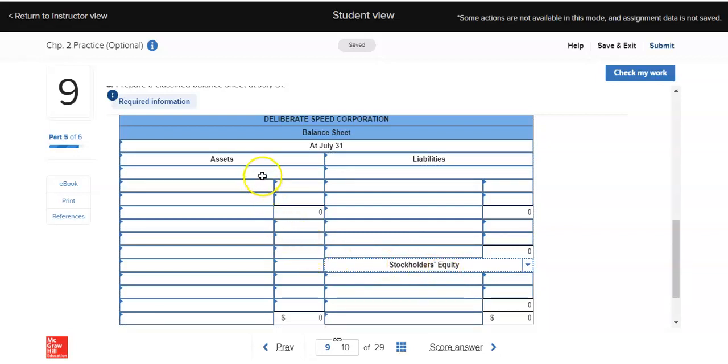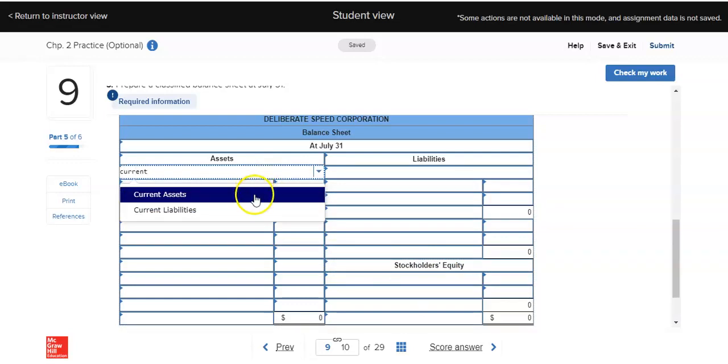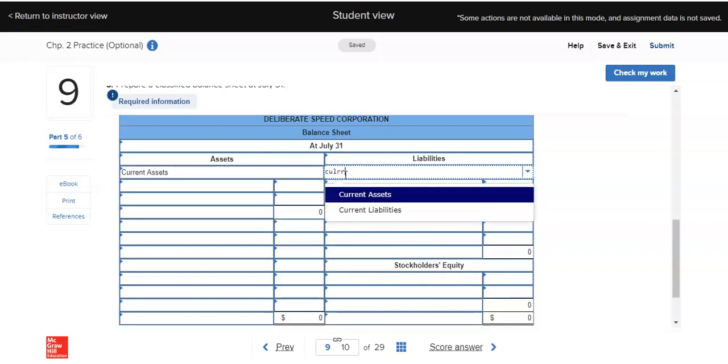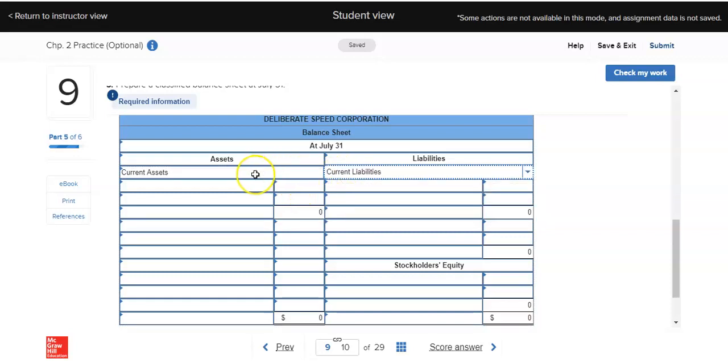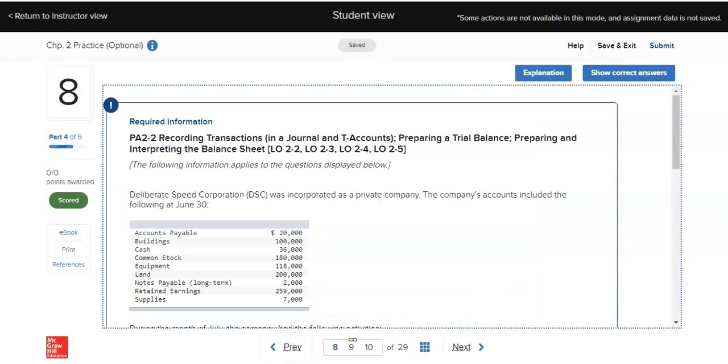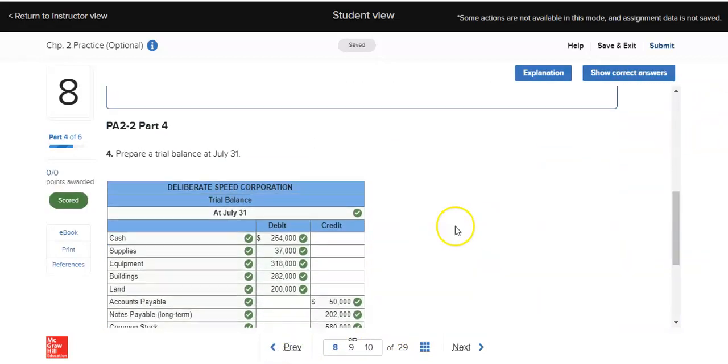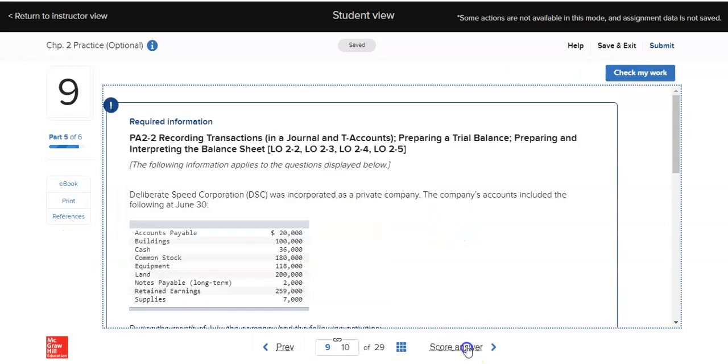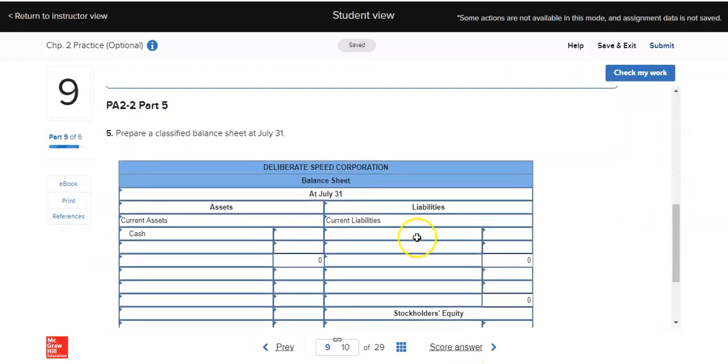Now, because this balance sheet is classified, that means I'm going to be separating out my current assets and my current liabilities from my non-current assets and liabilities. Current assets are cash, turned into cash, or used up within the accounting period. So our closest thing to cash is cash itself. So we can go back to our trial balance and pull off the cash account. The cash account had $254,000 in it. We'll put that on our balance sheet.